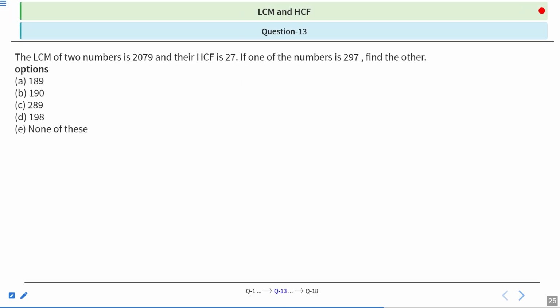Next is, the LCM of two numbers is 2079 and their HCF is 27. If one of the numbers is 297, find the other. The options are option A, 189, option B, 190, option C, 289, option D, 198, and option E, none of these. I'm giving you 10 seconds to find the correct answer, and after that, I will do the solution for you.